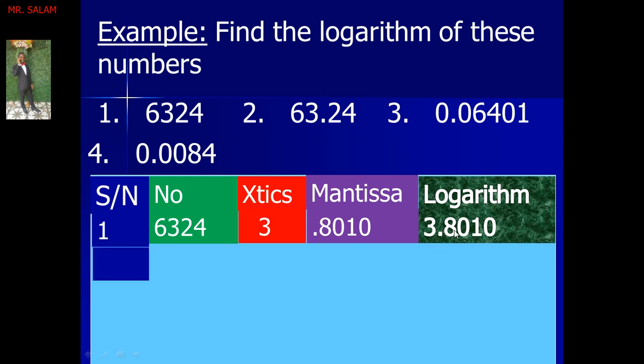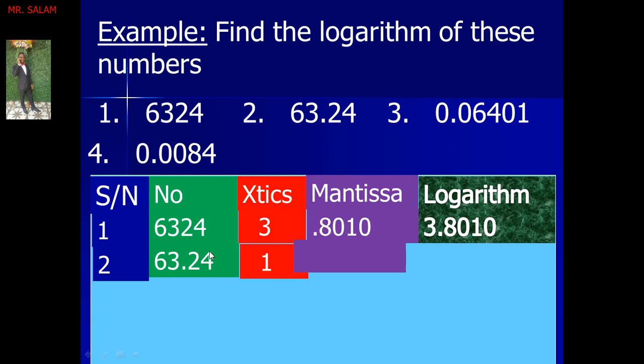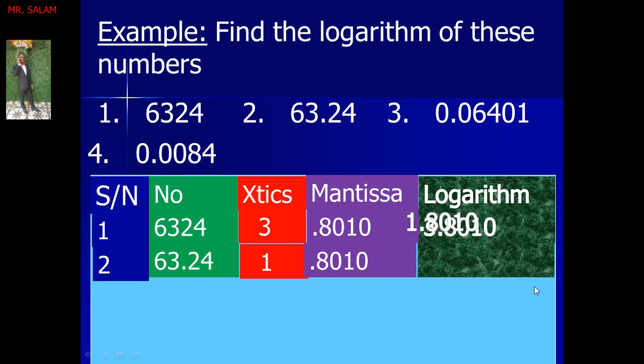Number 2. We have 63.24. The characteristics of this number is 1. How did I get my 1? Since the whole number has just 2 digits, 6 and 3, you subtract 1 from the 2, that will give us 1. Of course, the mantissa will be the same thing as this, since they have the same number, 63 under 2, difference 4. So that will be 0.8010. So the final logarithm will be 1.8010.